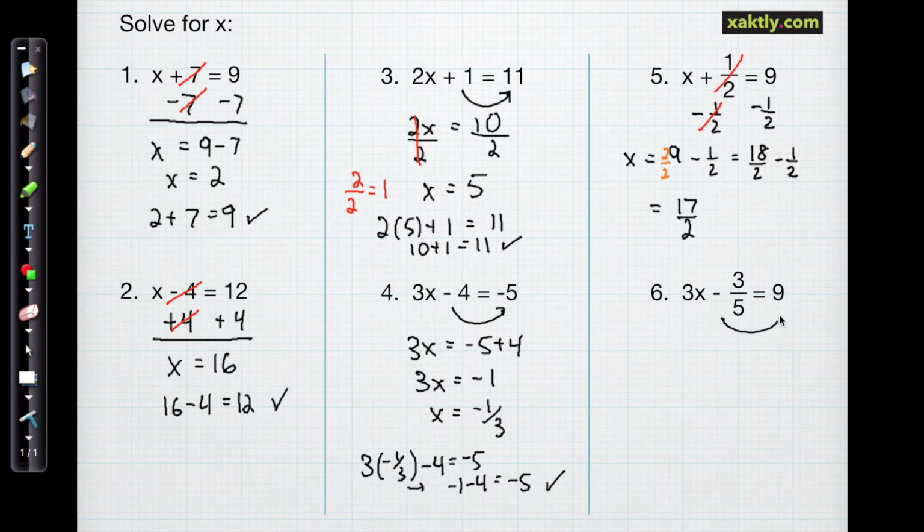And finally, we'll do number 6 in the same way. We'll add 3/5 to both sides. So we have 3x is equal to 9 plus 3/5. We need to take care of that addition on the right side, so we'll multiply 9 by 5 over 5 to get a common denominator. And that's going to give us 45/5 plus 3/5.